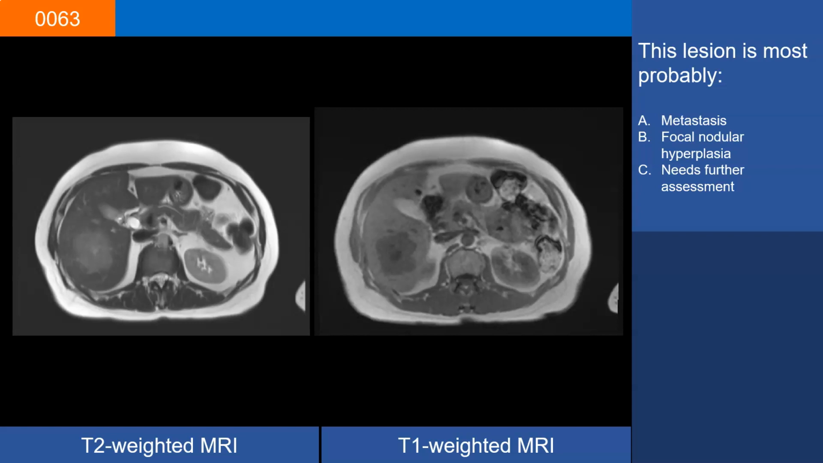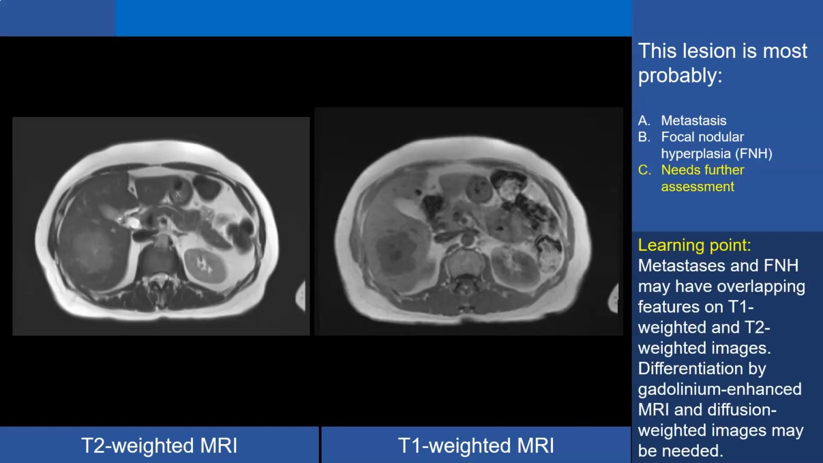A. metastasis, B. focal nodular hyperplasia, C. needs further assessment, and we are provided only with T2 weighted and T1 weighted MRI. The correct answer is that we need further assessment because we have overlapping features of metastasis and focal nodular hyperplasia. The lesion has what looks like a central scar.